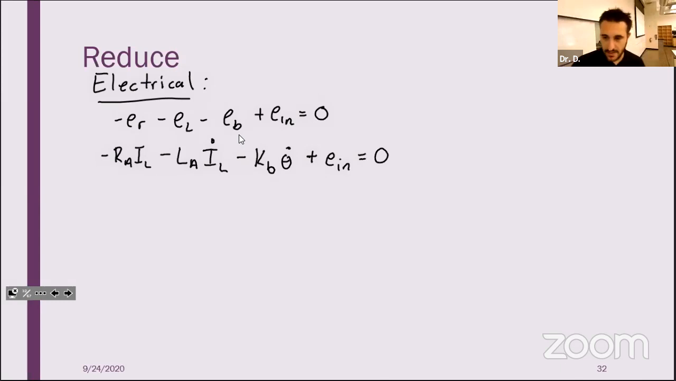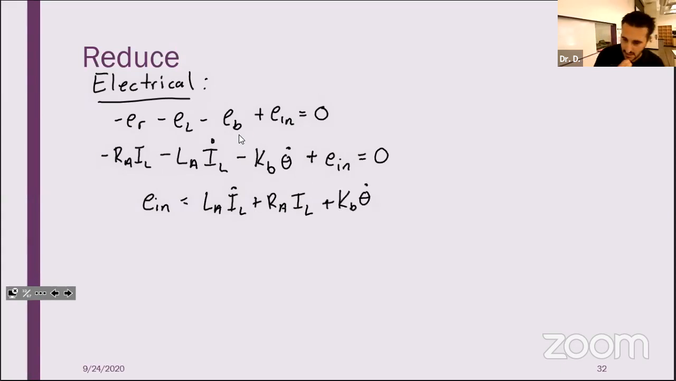So I can rewrite this. I can rearrange this, right? And it's got E in equal to LA I dot L plus RA IL plus KB theta dot. So hey, look at that. I've got everything in terms of IL, E in, and theta dot, right? Remember, for an electrical circuit, we want everything in terms of E sub C or I sub L.